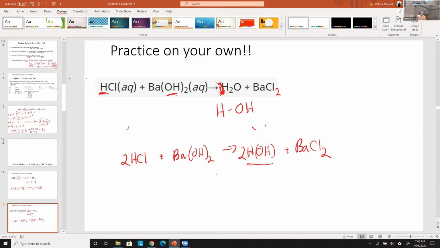And how do you know if it's an acid-base reaction? Well, if you see something with an H in front of it, added to something with an OH in the back of it, and the product has water in it, then it's definitely acid-base. And some kind of salt, like barium chloride is a salt.